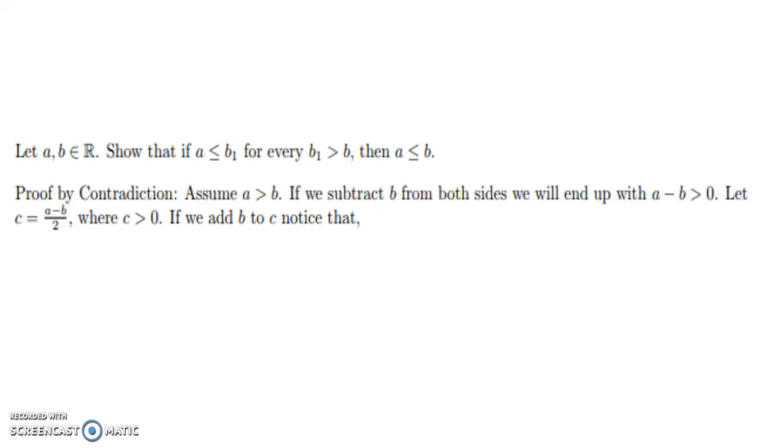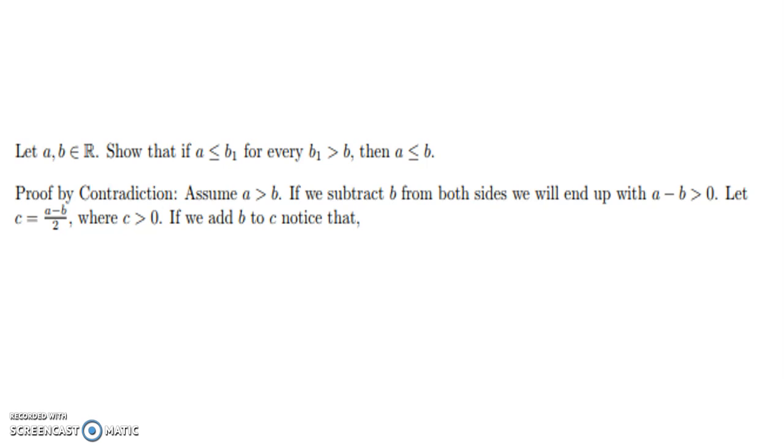Hi everyone, I'm going to be presenting number 6, which is book problem number 3.8, and it says, let A and B be in R. Show that if A is less than or equal to B1 for every B1 greater than B, then A is less than or equal to B.